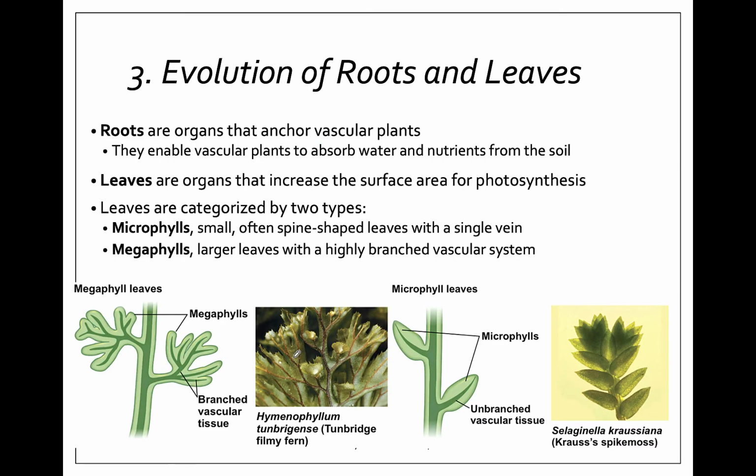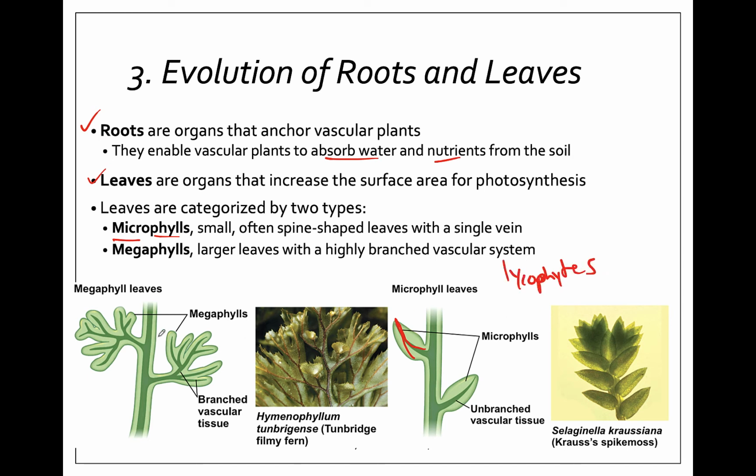As a result of vascular tissue, we see the evolution of true roots. So back in the bryophytes, they only had rhizoids. Now we're going to start to see true roots that are able to absorb water and nutrients, as well as true leaves that are going to have vascular tissue for moving the products of photosynthesis around. There's two different types of leaves. Micro means small, phyll means plant. So these microphylls typically have one kind of spine-shaped leaf with a single vein. These are only found in the lycophytes.